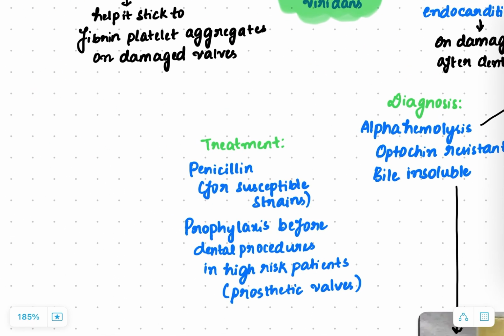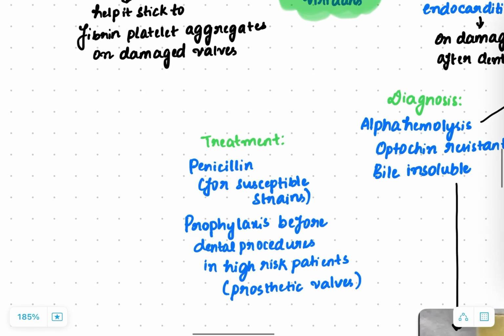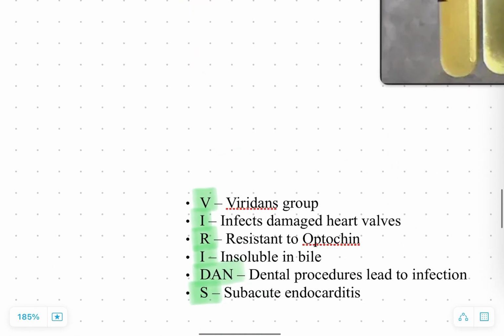Coming to the treatment, penicillin is used for susceptible strains, and prophylaxis is a must before dental procedures in high risk patients, like those with prosthetic valves.